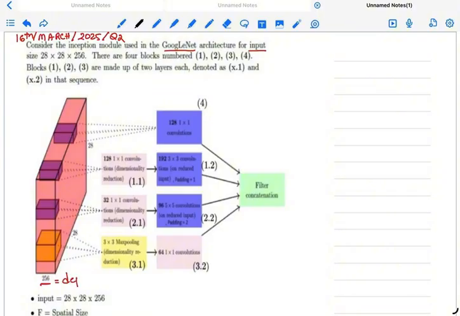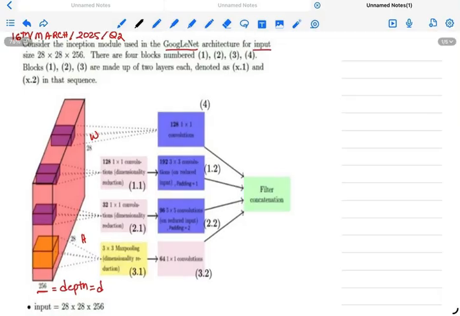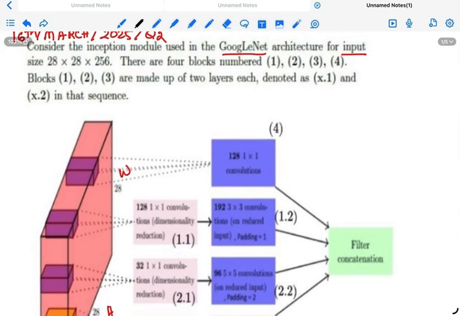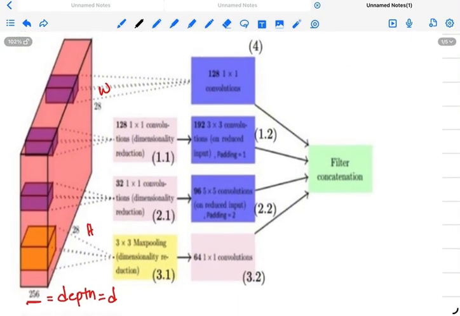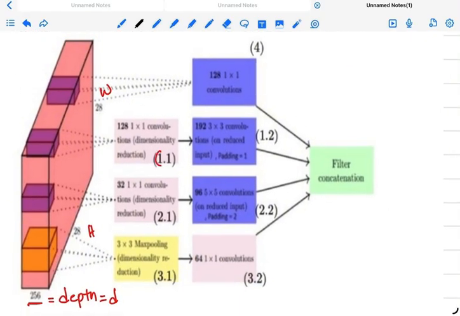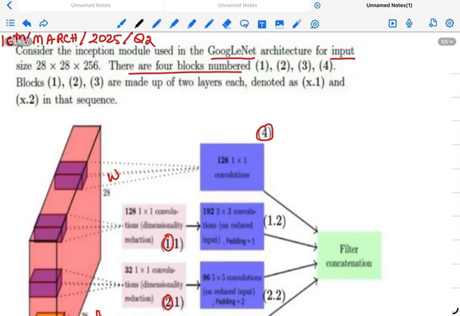256 is the depth D, small d or capital D, you can use. Height 28 is the height and 28 is the width. Height and width of the input are 28 cross 28, and depth 256. So there are 4 blocks numbered 1, 2, 3, 4.